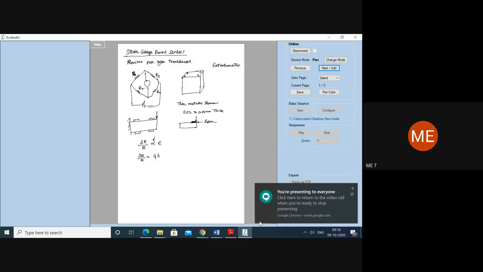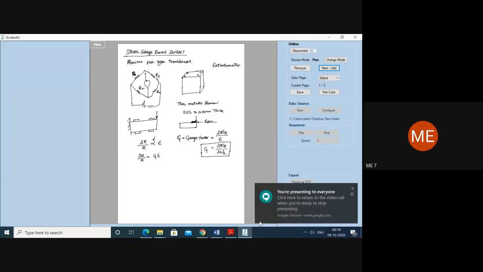Now if you remember, what is G? What is the proportionality constant G called? Any idea? The proportionality constant G is called the gauge factor. The gauge factor is nothing but the change in resistance to the original resistance divided by strain. So you know that strain is the change in length to original length. Now this is the principle of strain gauges.